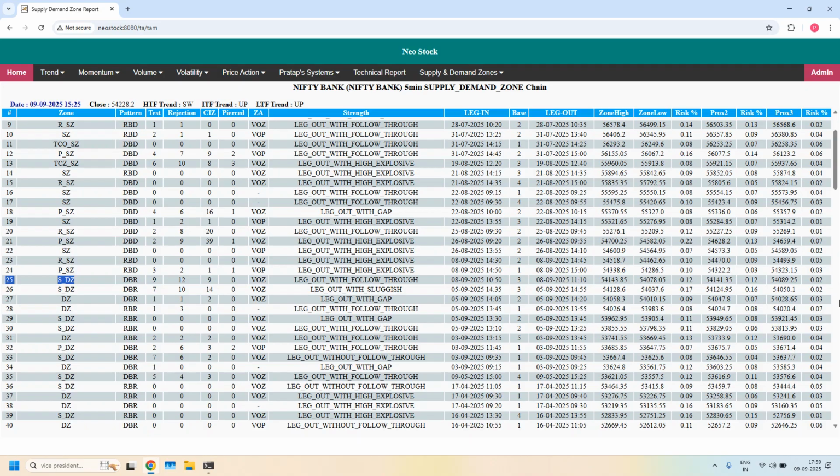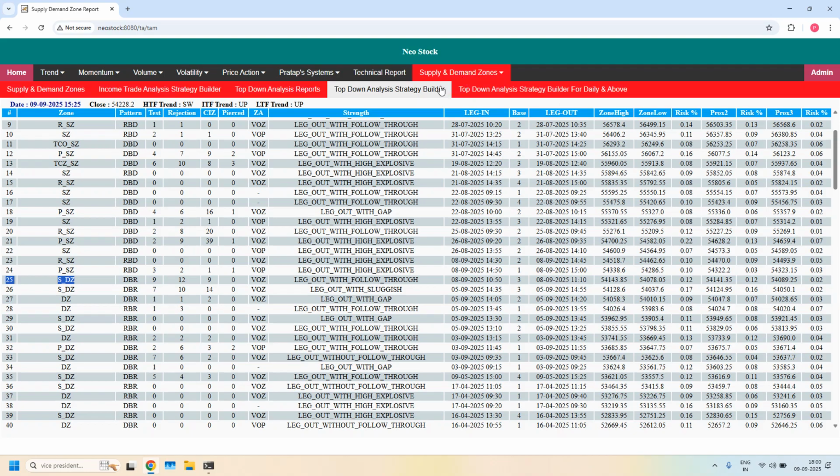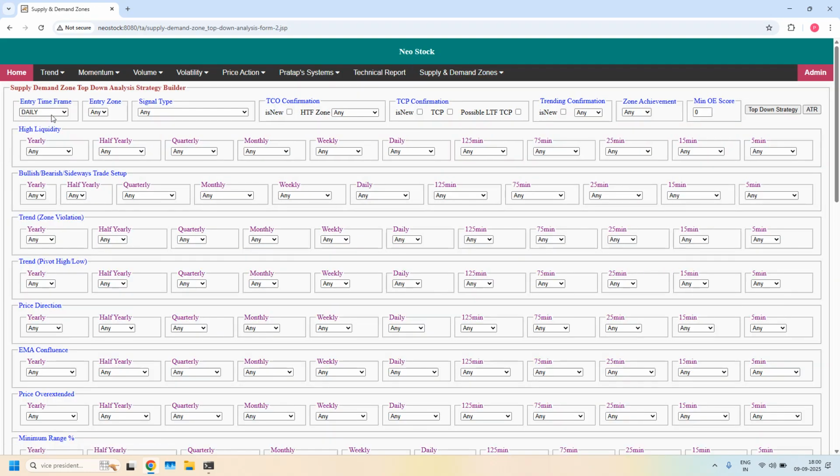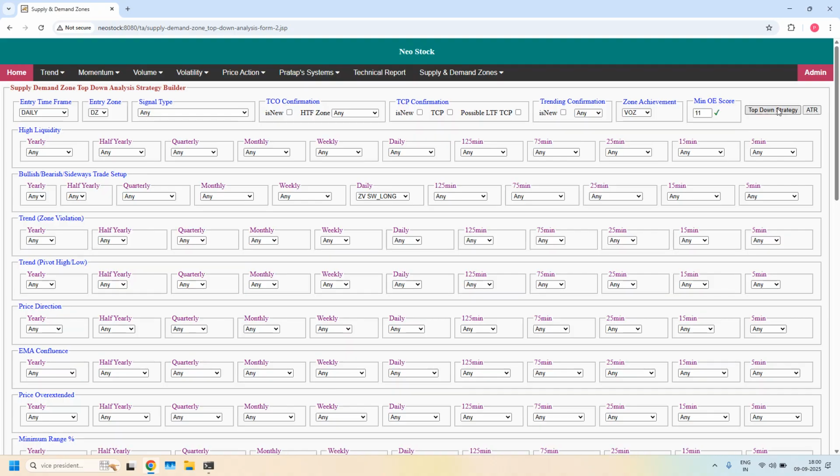Next, I will generate sideways, bullish and bearish trade setups for monthly, weekly and daily income trades. Starting with monthly income trade, entry time frame daily, entry zone demand zone. Here bullish or bearish or sideways. At entry time frame daily, I am selecting sideways long. Zone achievement violated opposing zone. Minimum odd enhancer score should be 11 for sideways.